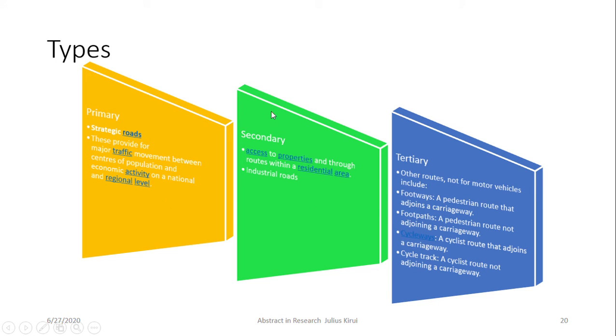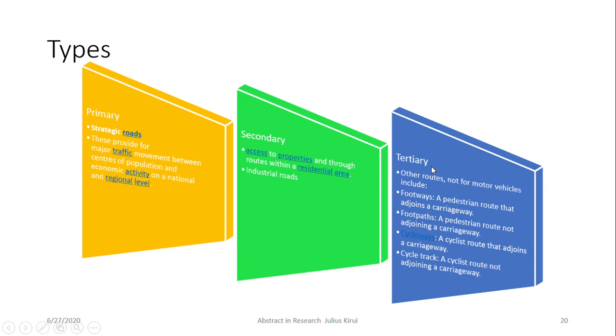Number two is actually the secondary road. Access to properties and through roads within a residential area. So roads which are the feeders to the residential areas are what we call secondary roads. Industrial roads, roads between manufacturing place and the consumption place. These are industrial roads.